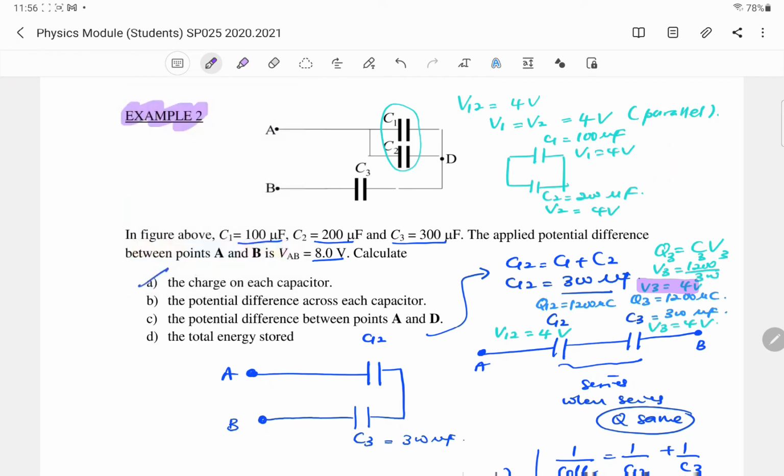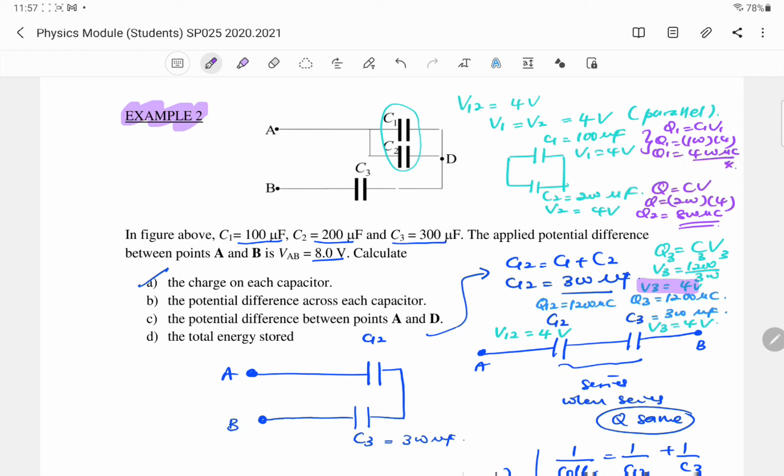So we know that Q equal to CV. So Q equal to C is 200. V is 4. So Q2 equal to 800 microcoulomb. Okay, so Q2 800 microcoulomb. Q1 equal to C1 V1. So Q1 100. So Q1 is 400 microcoulomb.